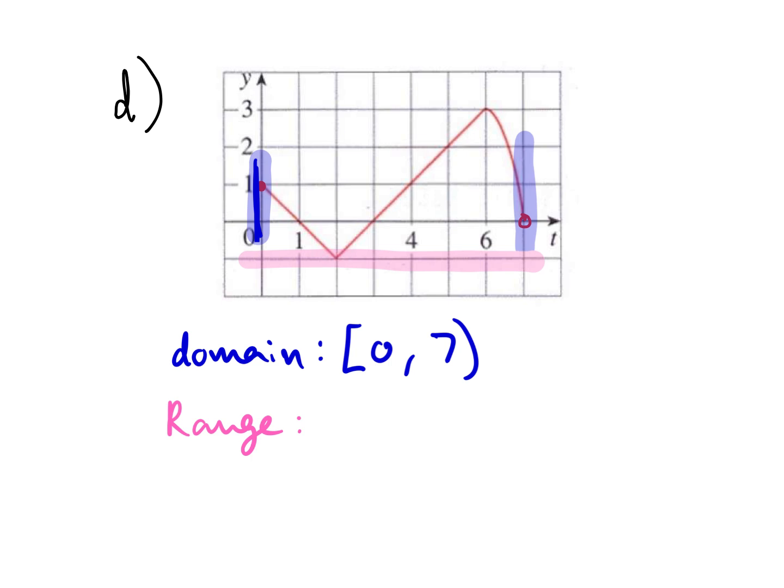It'd be -1. And it's not an open or closed circle there, it's just a continuous line, so we'd have a bracket, -1. And what's the largest y value that our graph has? It goes up to 3 with a bracket.